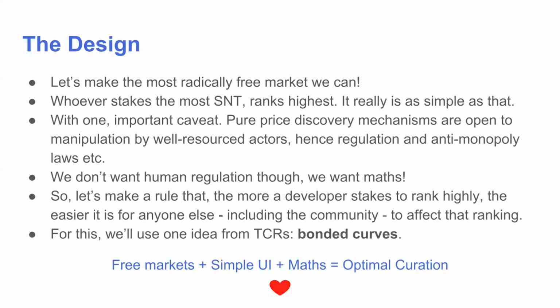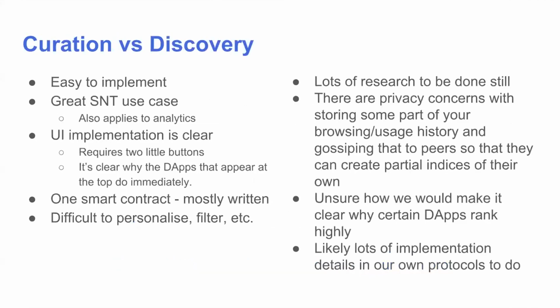So we'll make this rule that whoever stakes the most SNT ranks the highest, with the one caveat that the more SNT you stake as a developer to rank highly, the easier it is for the community to influence that position. And in order to achieve that, we're going to have to use this one idea from TCRs, not the whole gamut, just one idea, which is bonded curves.